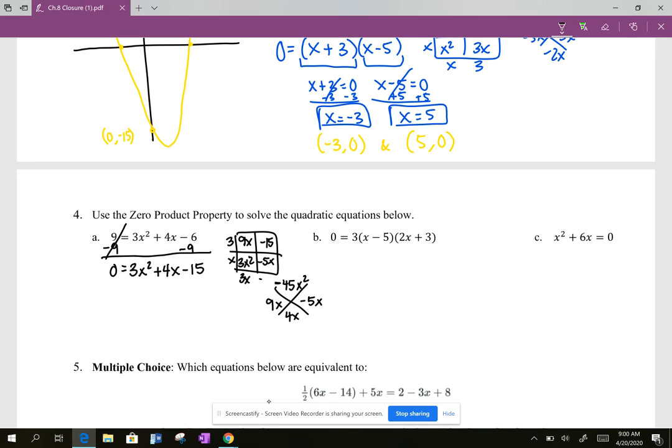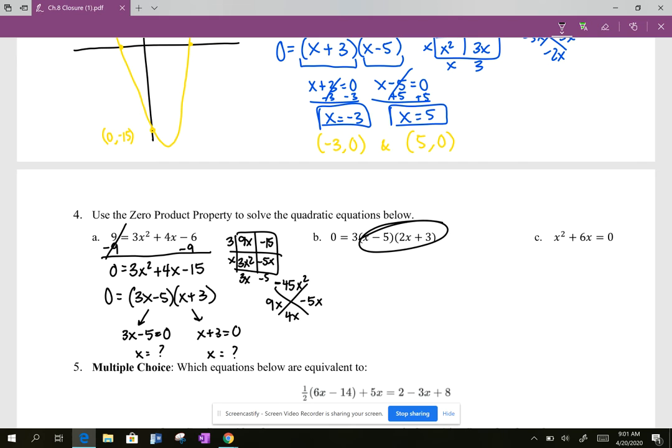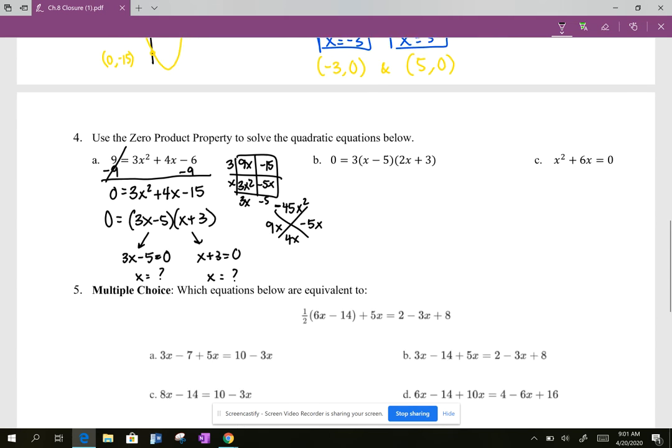Let's see. When we find the length and the width of this generic rectangle, aka when we factor, we get 0 equals 3x minus 5 times x plus 3. And now set each of these factors equal to 0 and solve for x. Okay. So this is already factored for you. Just set each of those factors equal to 0. This is not factored, so factor and then set equal to 0.